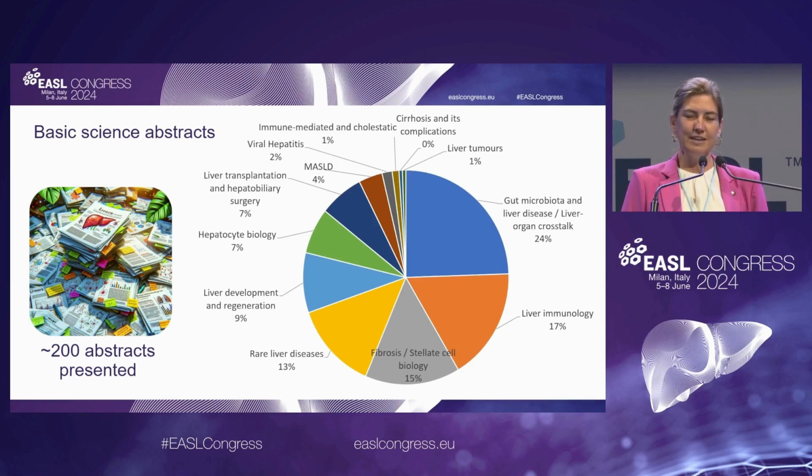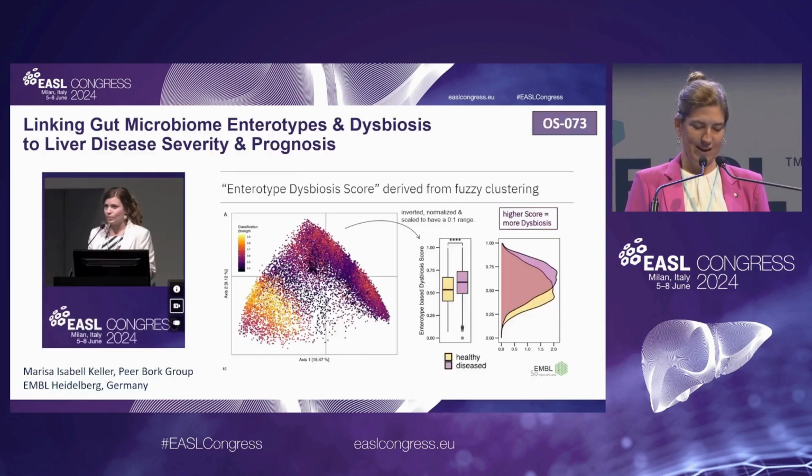more. So let's jump right into a microbiota presentation, one that was given by Marissa Isabel Keller from the Pierre Bohr Group. They performed a meta-study of almost 17,000 fecal metagenomes from 129 different studies, covering healthy subjects and 32 different diseases. They developed an enterotype dysbiosis score using something they called fuzzy clustering, based on classification strength to quantify the level of dysbiosis in patients with liver disease.